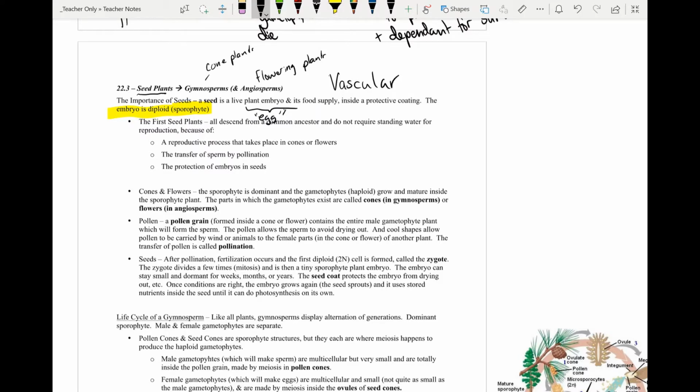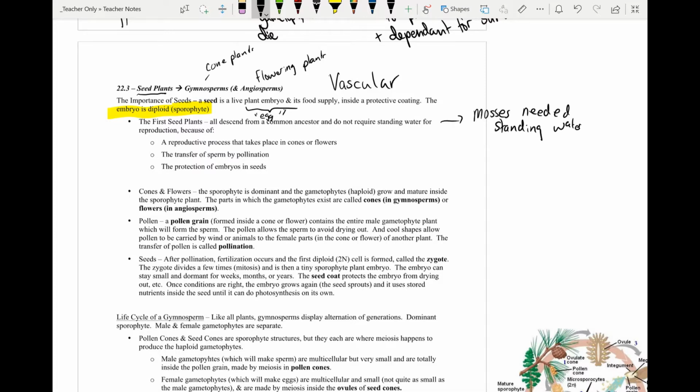Now, the first seed plants all descended from a common ancestor, and do not require standing water for reproduction. So if you remember, as an aside, mosses needed standing water for this, because specifically the sperm would actually swim from one gametophyte to another and needed some sort of liquid in order to move. So it needed some sort of standing water for its reproductive cycle to work.